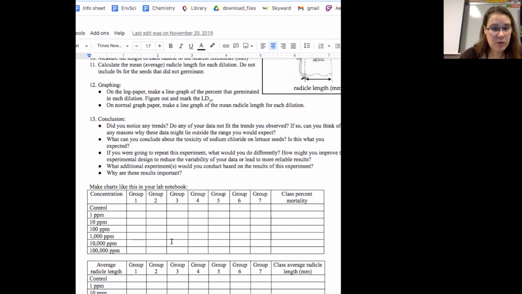Then you're going to answer these questions for the conclusion. Good luck. Have fun finding out what is the LD50 of salt for these red lettuce seeds.